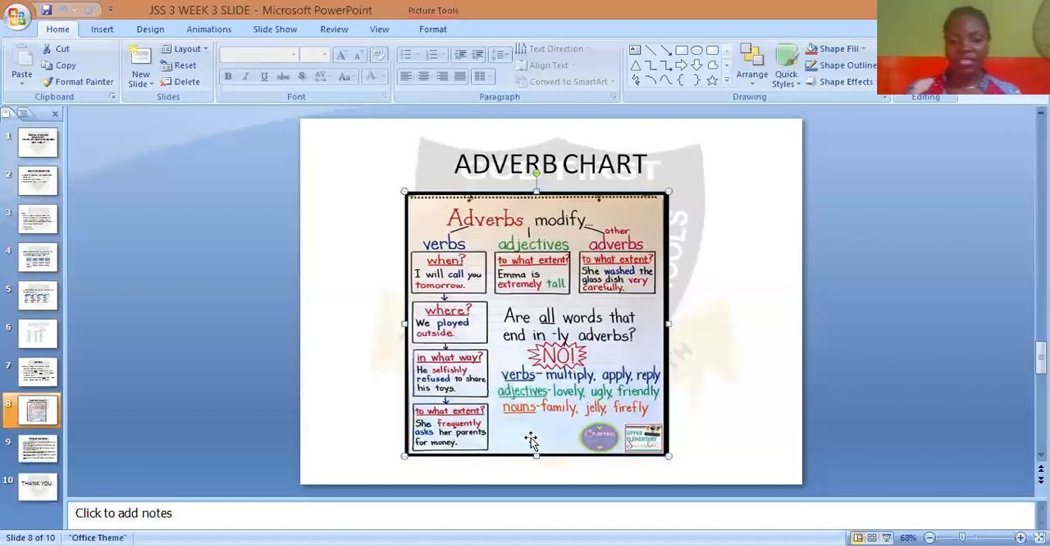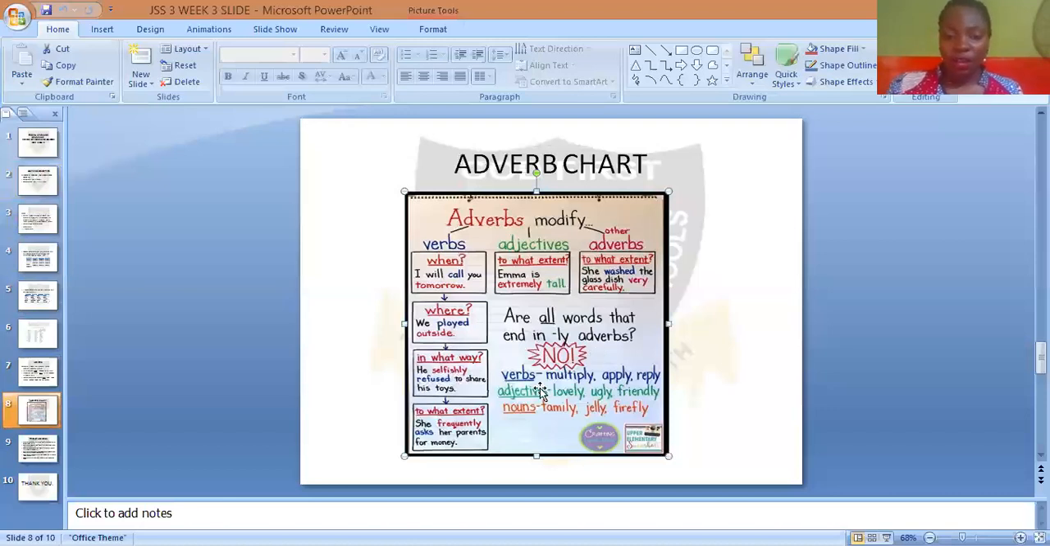Now you might want to ask, are all words that end in ly adverbs? Because I know you must have been seeing extremely, carefully, selfishly, frequently. Are all words that end in ly adverbs? No. Though most ly words are adverbs, not all words that end in ly are adverbs.